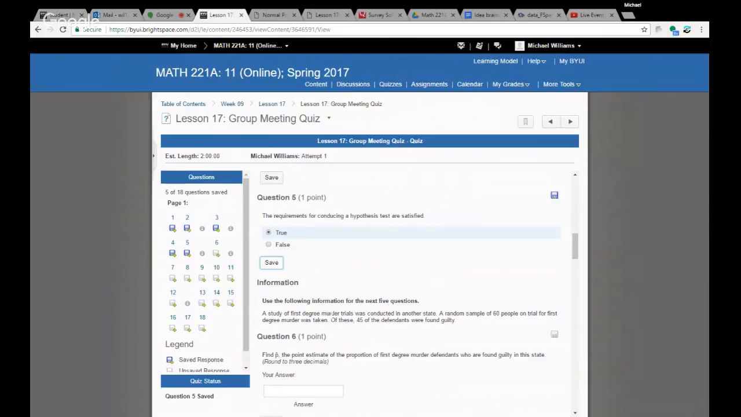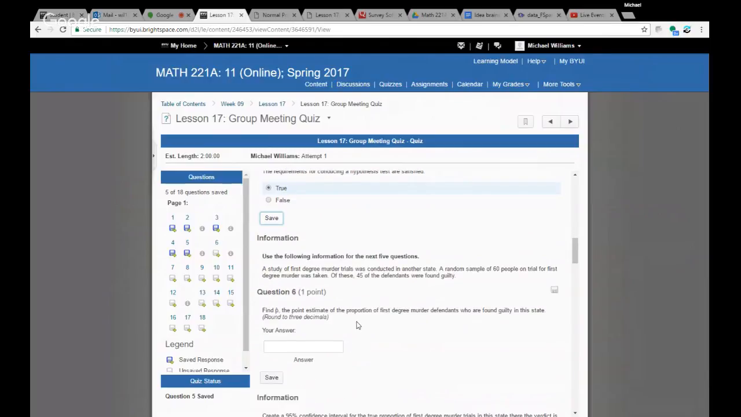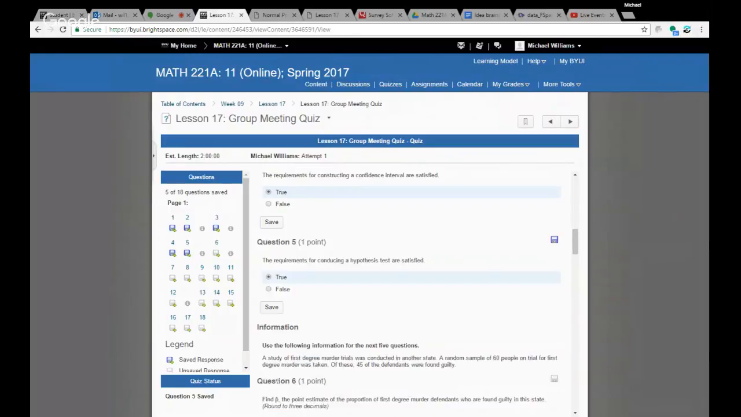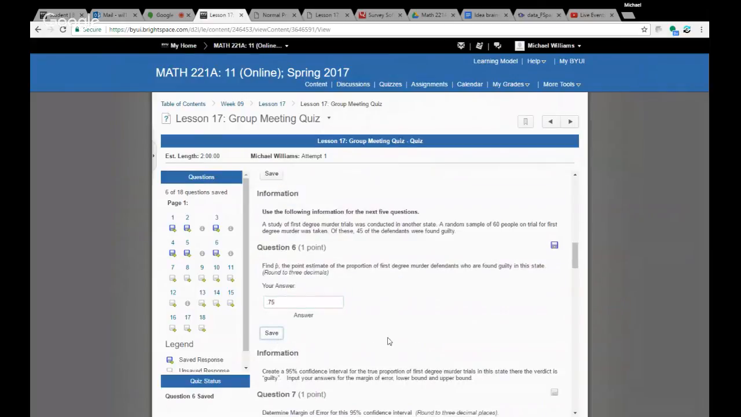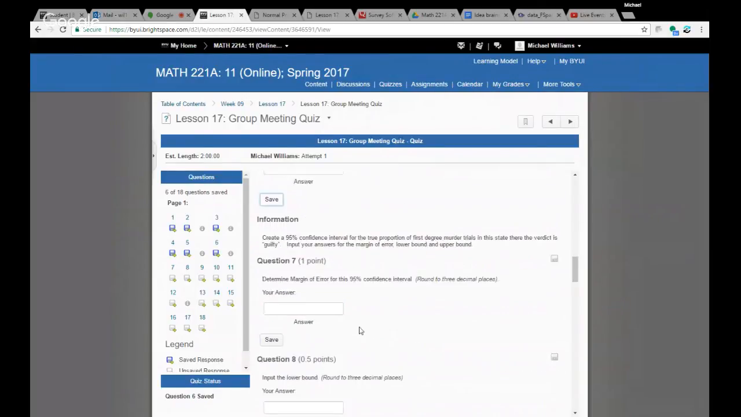So a study of trials conducted in another state. Again, these 45 defendants were found guilty. Okay, so the p hat is simply going to be the x divided by the n, right? So 45 divided by 60. Correct, just 0.75. It tricks us by saying round to 3 decimals when there's only 2. That one does that. Makes me think.